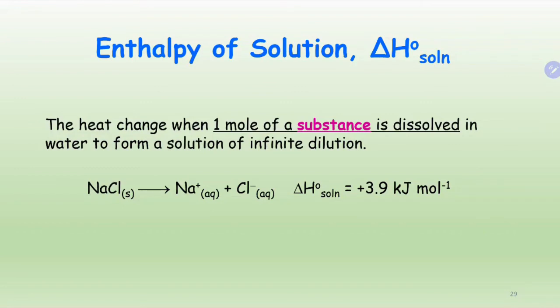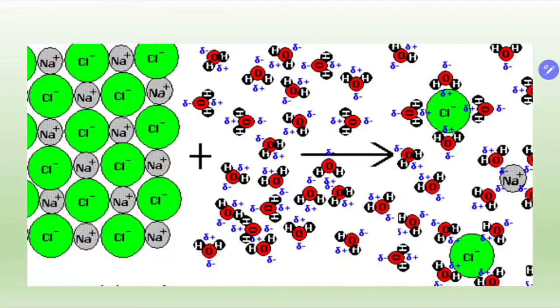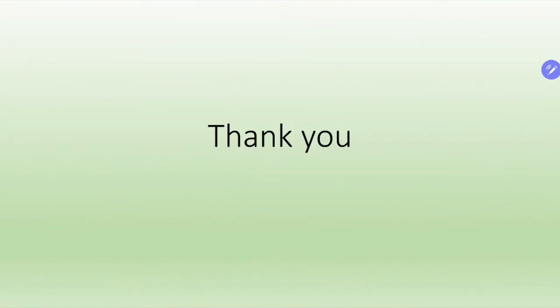Enthalpy of solution. Enthalpy of solution is the heat change when 1 mole of a substance is dissolved in water to form a solution of infinite dilution. So in the dilution process, cations and anions in an ionic structure will be separated, and each cation and anion will be surrounded by the polar water molecules.